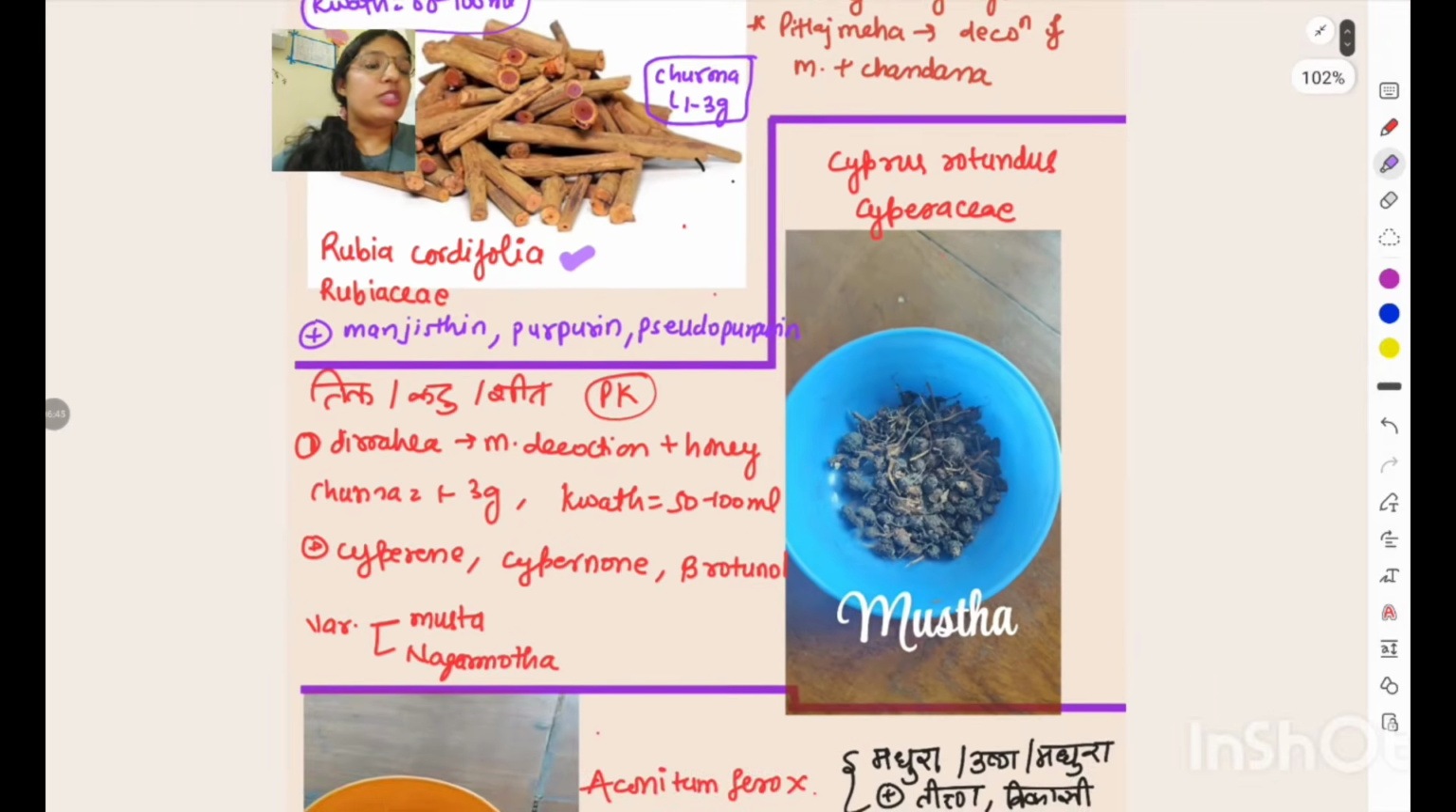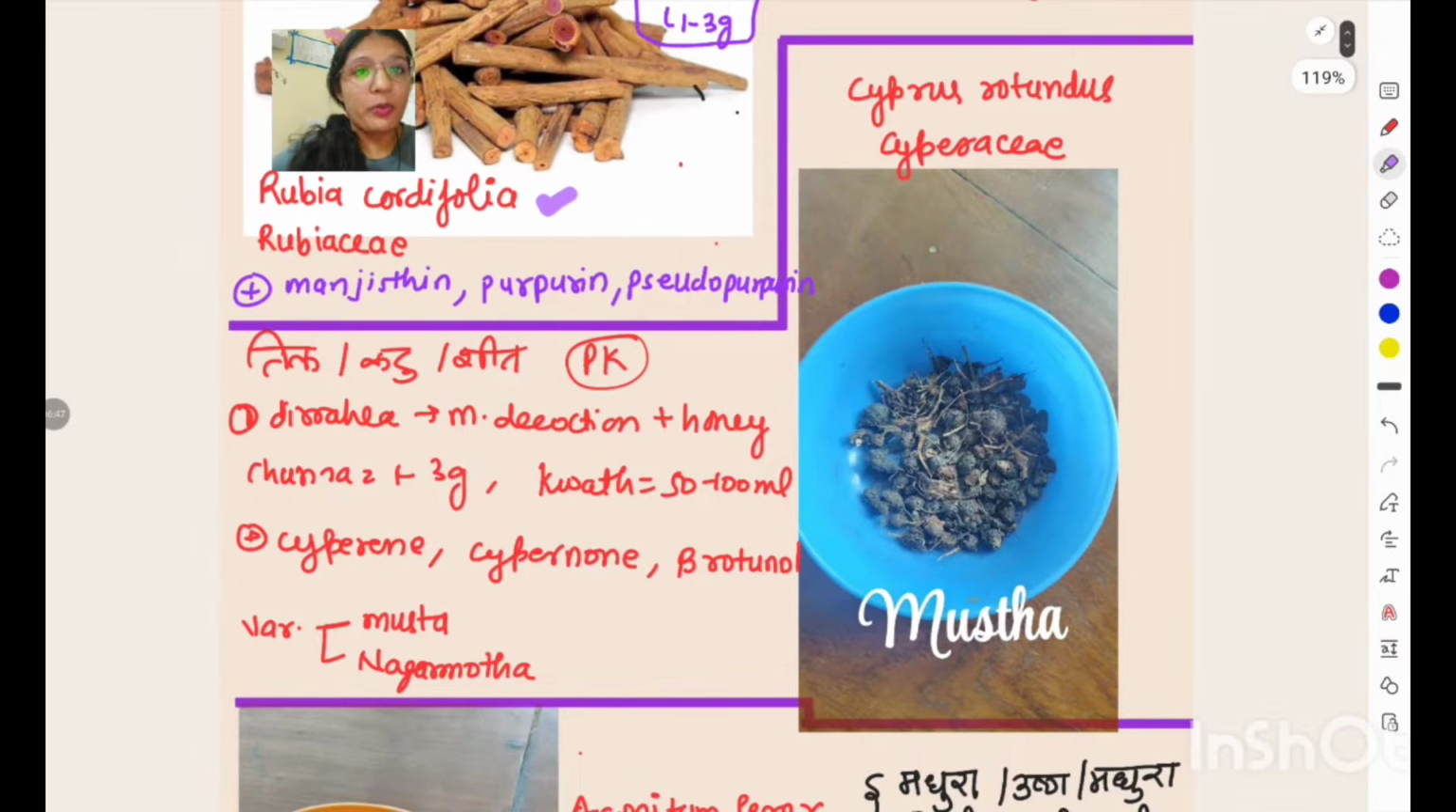Next is your Musta. Musta, actually we are using the tuber. Okay? Root tuber, botanical name is Cyperus rotundus, Cyperaceae family, and its rasa panchaka is Tikta rasa, Katu Vipaka and Shita Virya, and it is a Pitta Kaphahara. Then in diarrhea you can take Musta decoction along with honey, and we can use it as churna 1 to 3 gram, Kvatha 50 to 100 ml. And the important phytochemicals are cyperine, cyperone and beta-rotunol. Varieties are Musta and Nagaramusta.